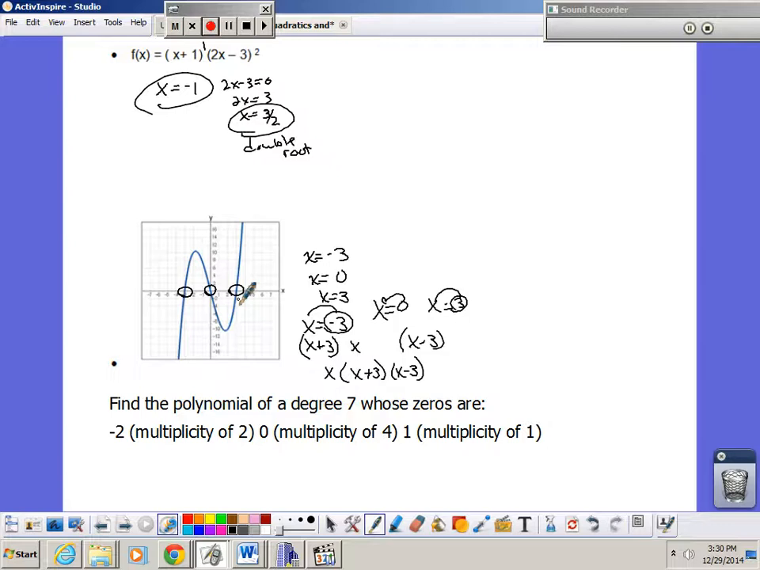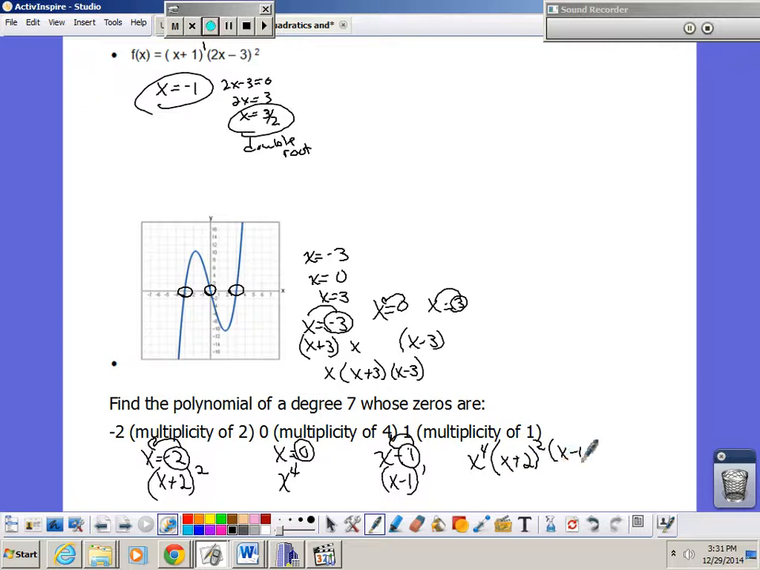Okay, I need to find the polynomial with a degree of 7 which has the following zeros. Negative 2, so x equals negative 2, bring it over, x plus 2, multiplicity 2. x equals 0, bring it over, multiplicity of 4. And x equals 1, bring it over, x minus 1 with a multiplicity of 1. So x to the 4th times x plus 2 squared times x minus 1.